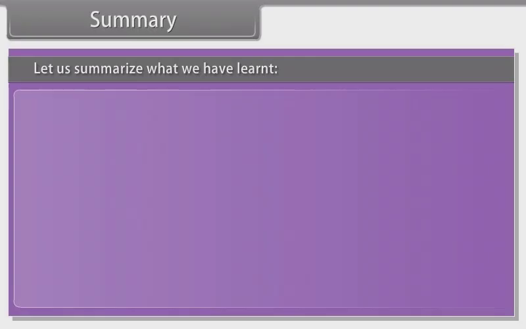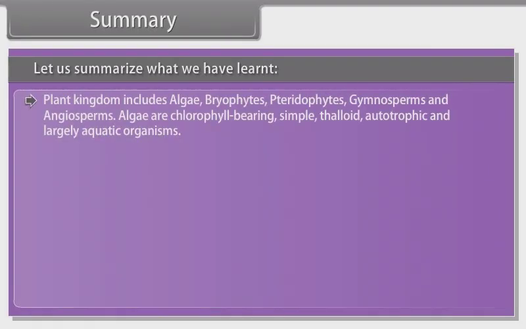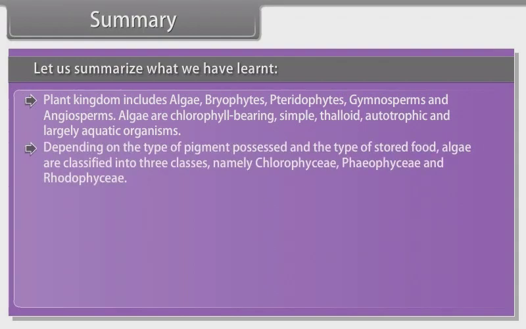Summary. Let us summarize what we have learned. Plant kingdom includes algae, bryophytes, pteridophytes, gymnosperms and angiosperms. Algae are chlorophyll-bearing, simple, thalloid, autotrophic, and largely aquatic organisms. Depending on the type of pigment possessed and the type of stored food, algae are classified into three classes, namely Chlorophyceae, Phaeophyceae, and Rhodophyceae.